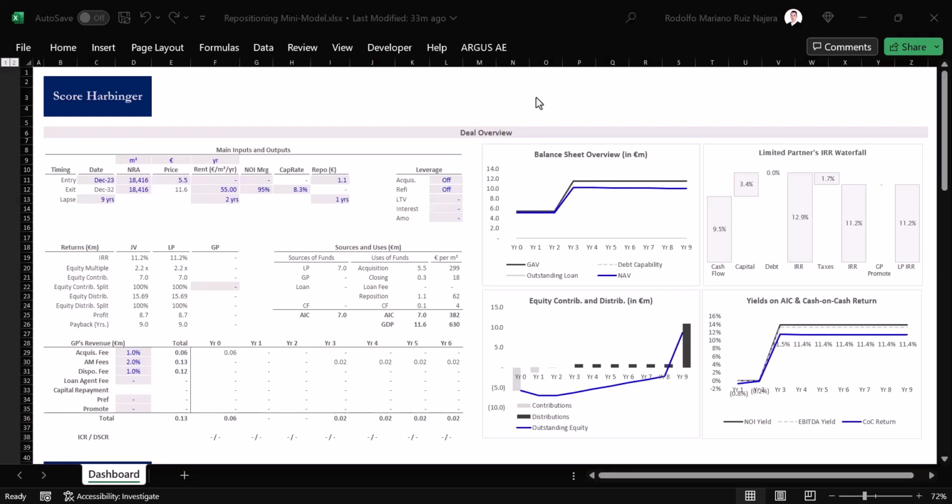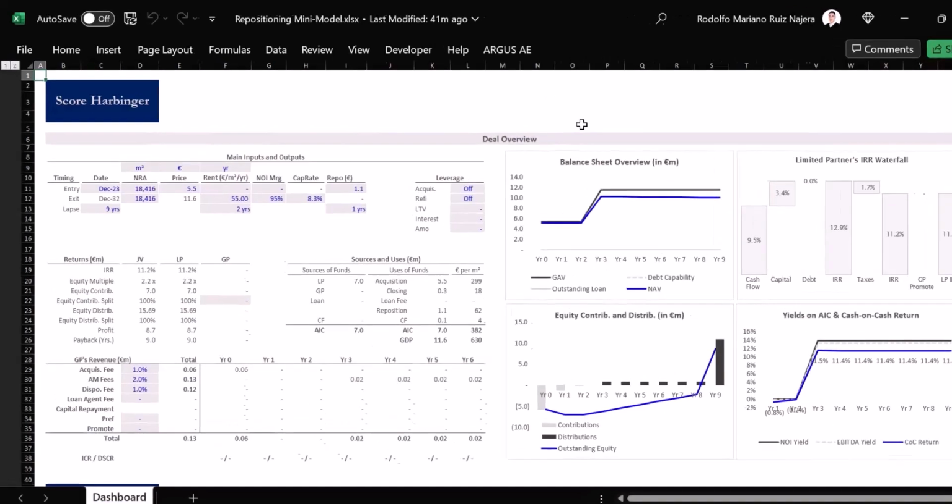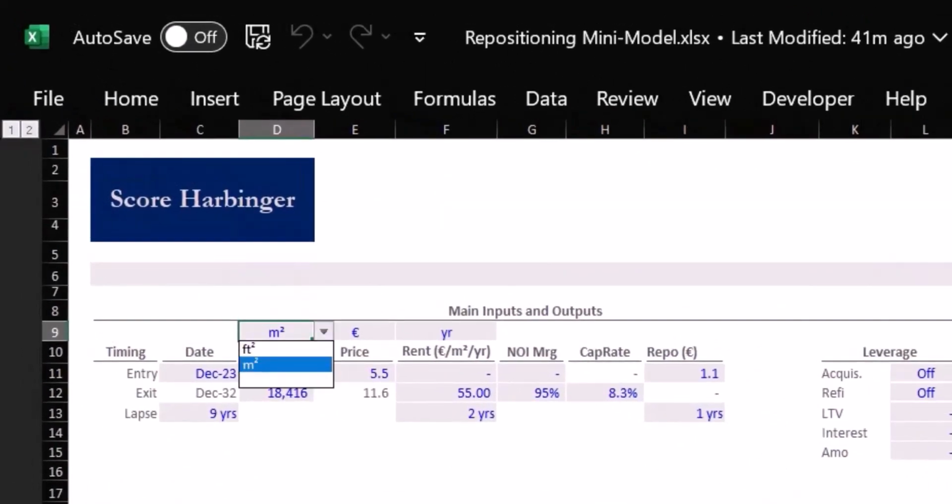We're looking at the mini version of a repositioning financial model. Repositioning is the process of investing capital on a property with the aim of increasing its value through renovations or redevelopment initiatives. Our model runs statically based on the unit of measure that we choose, square feet or square meters.